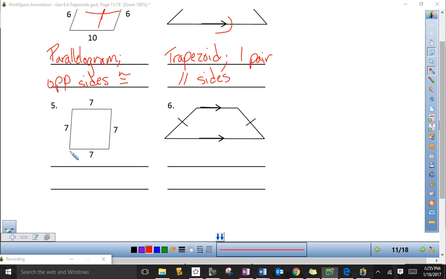Again, on 5, just sides are marked. And if you notice, all 4 are exactly the same. See if you can remember which one means all sides are the same. Now, this almost looks like it would be a square, but even if it did look like an exact right angle, unless it's marked, we don't know for sure. So we're just going to call this a rhombus because of those 4 congruent sides.